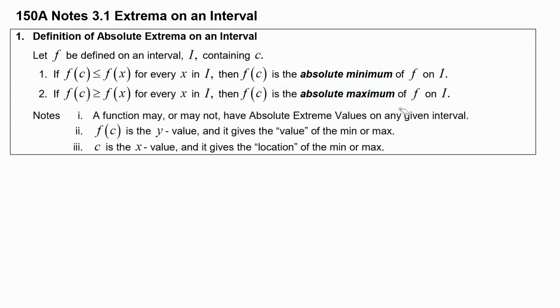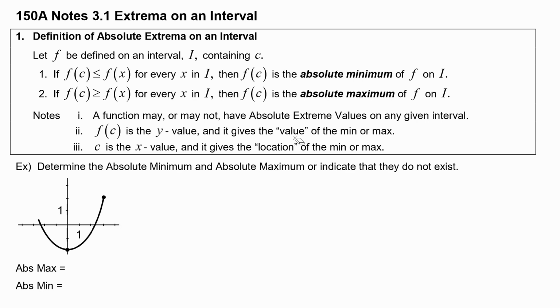Now, a couple of notes here. A function may or may not have absolute extreme values on any given interval. So there might be an absolute max, or there might not. There might be an absolute min, or there might not. And just a quick reminder that f of c is the y value, and it gives the value of the min or max, whereas c is the x value, and it gives the location of the min or max.